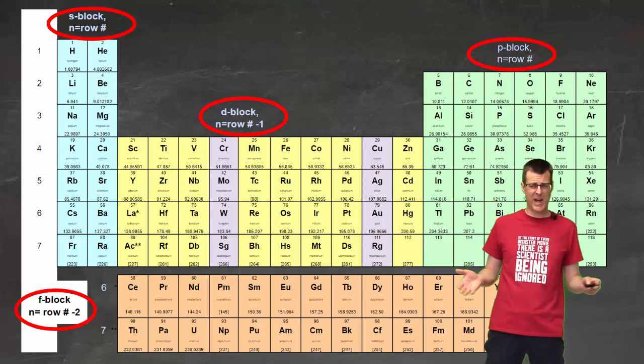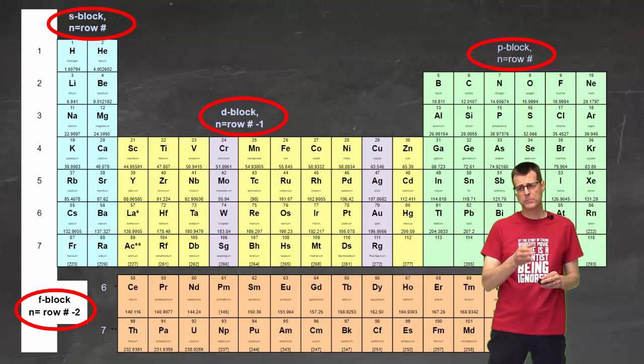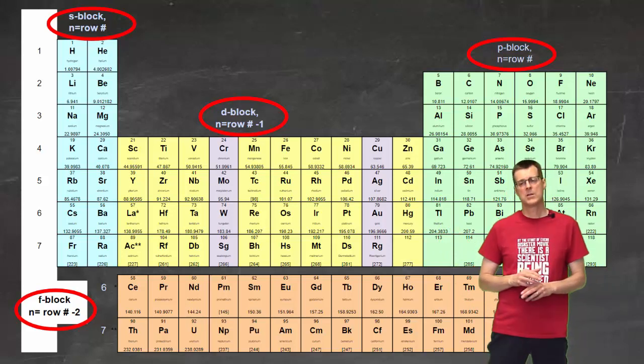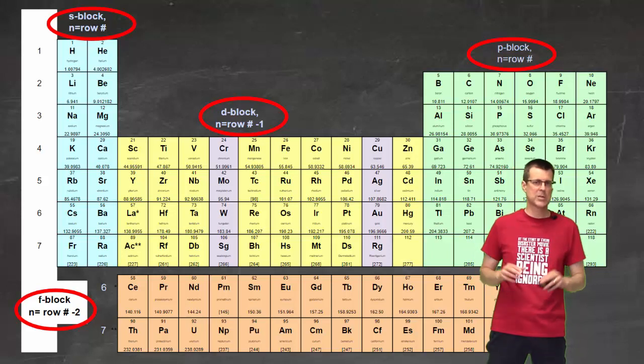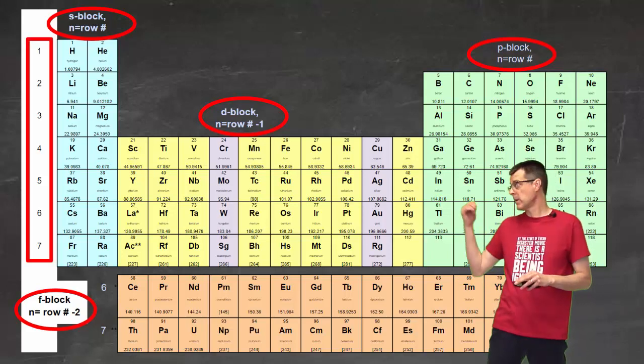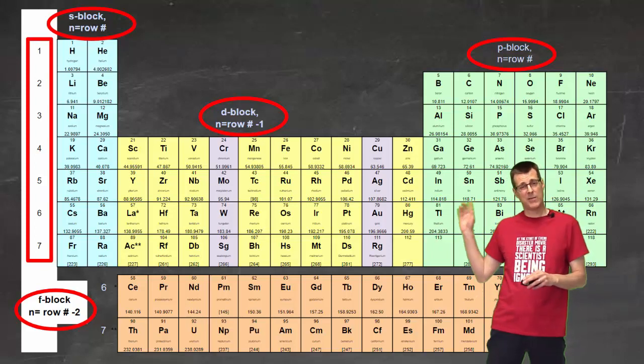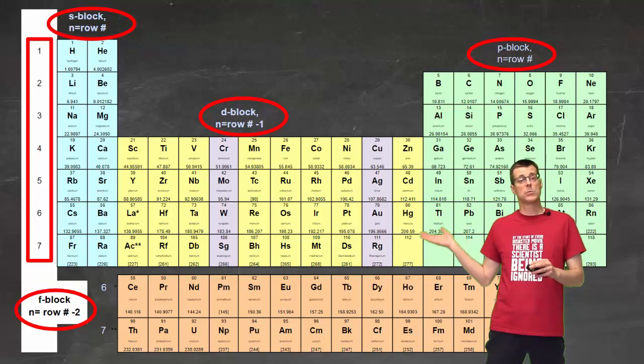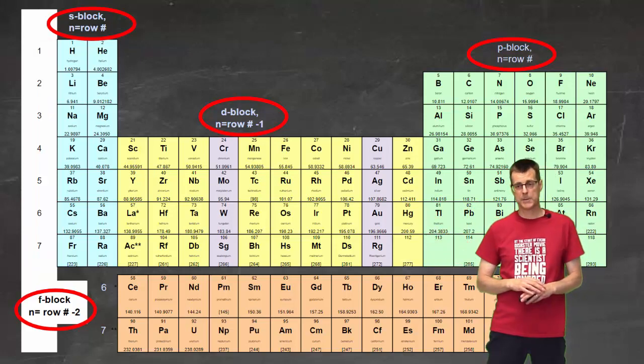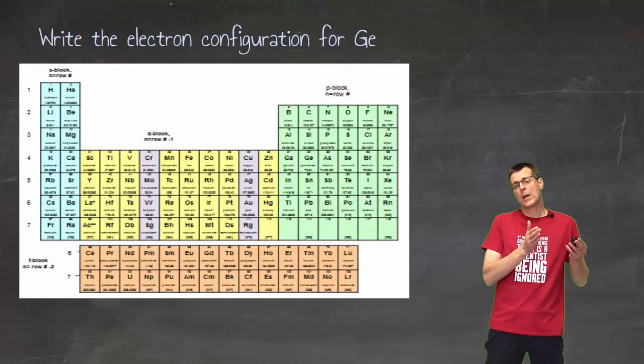So how do we use that? I've also got a couple of columns, the chromium column and the copper column, colored a little bit differently. We're going to do something with that later. And then, as I mentioned before, I've got the row numbers indicated, partly because I've said N equals row number. So row number is going to be kind of important. Okay, so how do we use it?